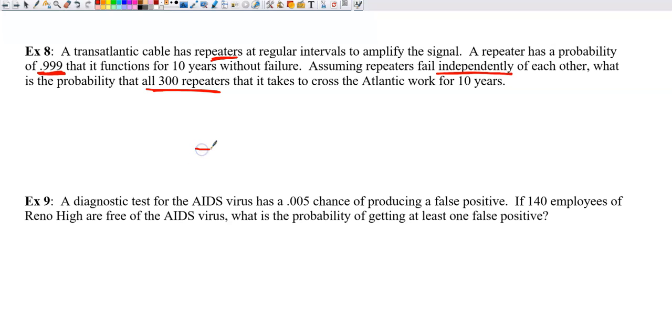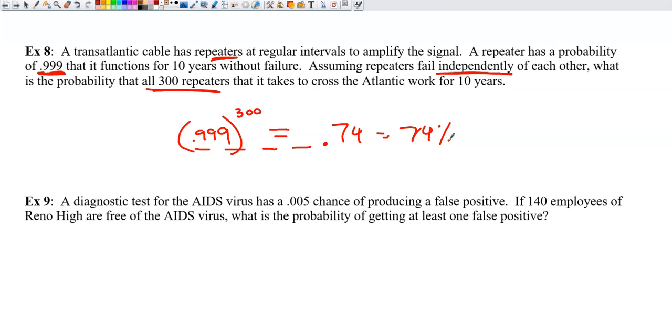Well, I need that repeater to work, and that repeater to work, and that repeater to work, and that repeater to work. Isn't that just 0.999 to the 300th? I don't really want to write out 300 of those. And we end up, I'm pretty sure it's like 75 or 76%, 74%, so that ends up equaling 0.74. You have about a 74% chance of getting all 300 of those to work for the 10-year life.